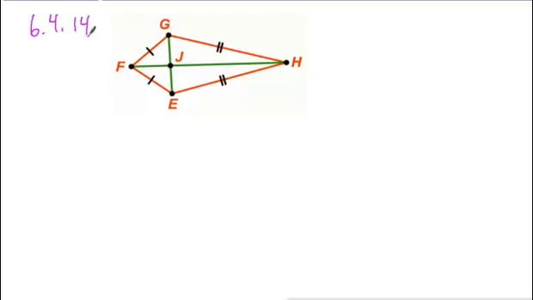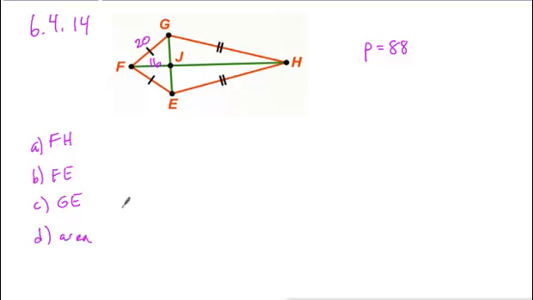In this problem, again, we're given a kite. FG, we're told, is 20. FJ, we're told, is 16. And the perimeter of this kite is 88. And we want to find the following measurements: FH, FE, GE, and the area of the kite.